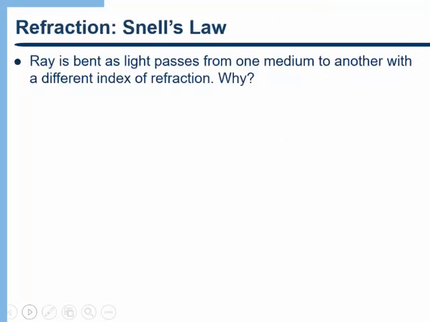So what is refraction? Refraction is what happens when light moves from one material into another. And what we find is that when light goes from, let's say, air into water, the light bends at the interface between the two materials. And we want to understand why that is. Why does light have to bend when it goes from air into water or from glass into water, etc.?